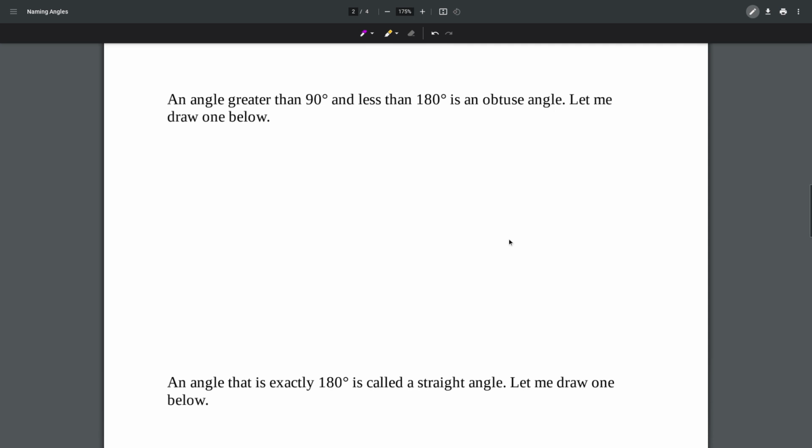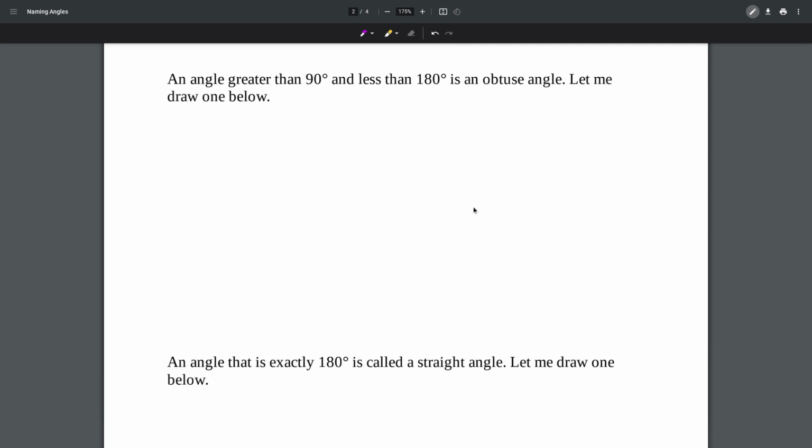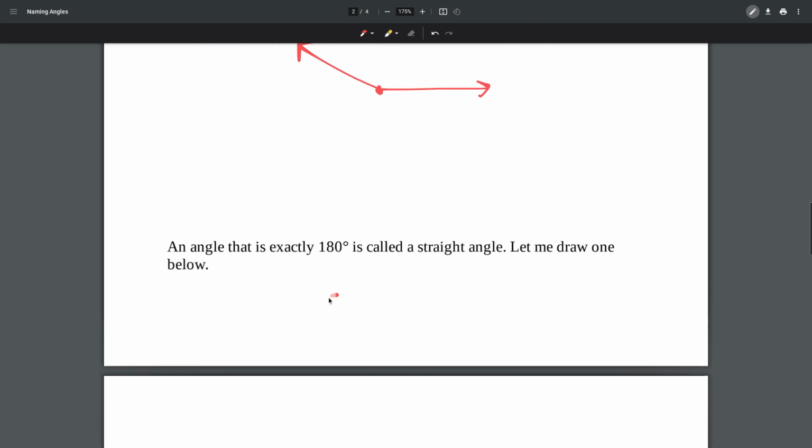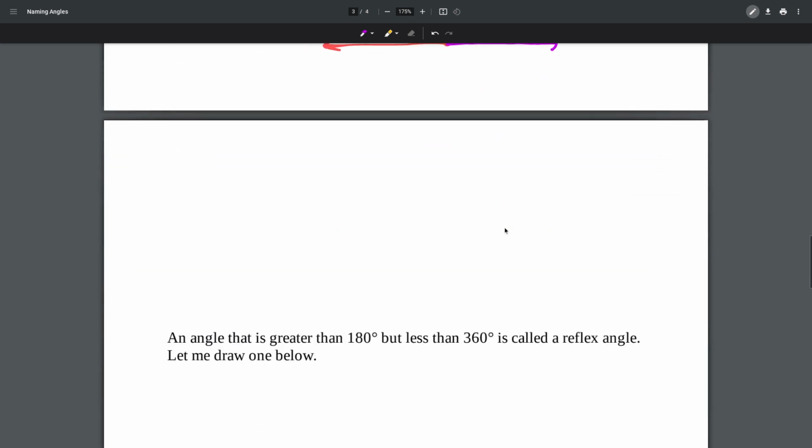Okay, an angle greater than 90 degrees but less than 180 degrees is an obtuse angle. Okay, so an obtuse angle might be something like this. This is obtuse. It's greater than 90 degrees, but it's less than 180 degrees. A 180 degree angle, that's basically a straight angle. So let's say this is one ray, here's the vertex, and then we have another ray coming off of here. That's 180 degrees, right? This is 180 degrees. It's a straight angle. Okay. All right, let's keep moving on through this.